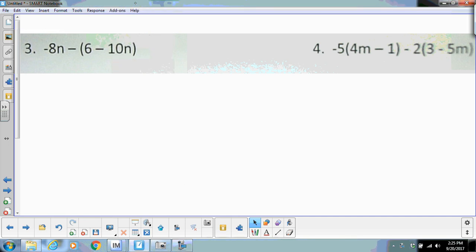All right, so worksheet number 12 is very, very similar to worksheet number 11. Just a few differences on it, but 1 through 4 are still combining like terms problems. So I skipped 1 and 2. I'm going to start with 3.